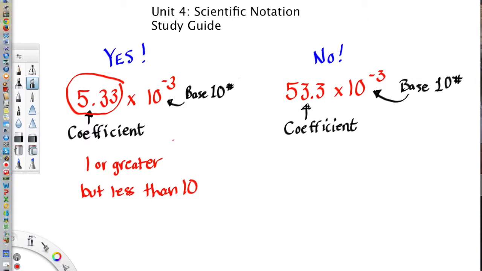Now when I go over here, I see that my coefficient is 53.3. This is too large. This is not written in scientific notation. That's bad. It does have a base 10 number, which is good. And remember, your exponent can be positive or negative. It just has to be an integer, so this doesn't disqualify it at all. They both have a base 10 number of 10 to the negative third power, which simply means move your decimal point 3 places to the left.